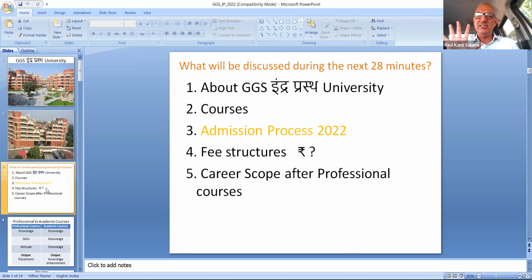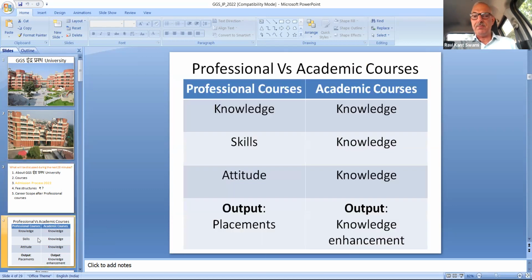These are the 5 things which we are going to discuss in this session, which is not going to be very long. So first we are going to talk about what is IP University. Then I'll be telling you about the courses, the admission process, the fee structures, and the scope after various courses. So we begin with talking about IP University. But before we begin, I would like to draw your attention towards one point, that is the difference between an academic course and a professional course.